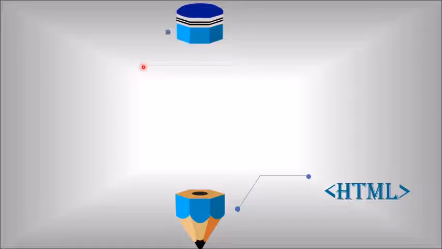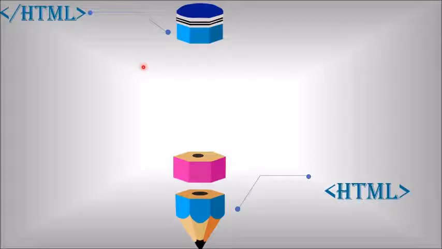So let us have a look at the structure of an HTML page. Here we have made a simple animation with a pencil. This infographic, actually, I got from a Pinterest site. Here we have the top and bottom portion of a pencil, right? Let's consider these as the starting and ending HTML tags, right? This tag, which is HTML, forms the start of a web page.